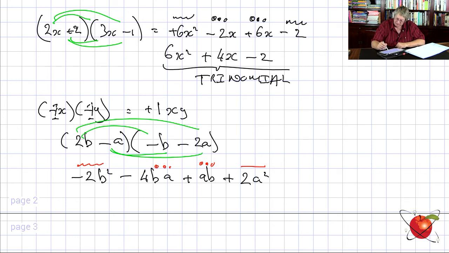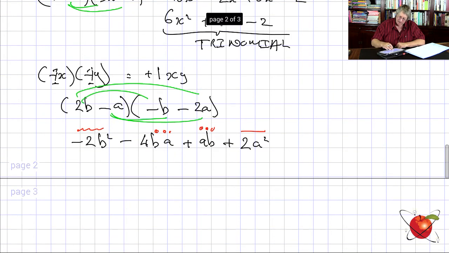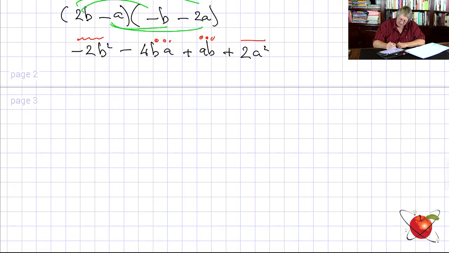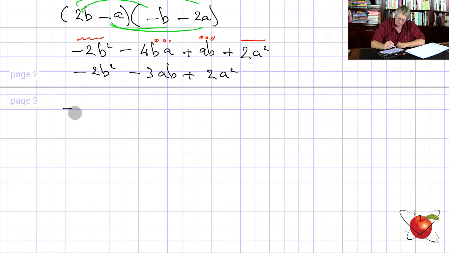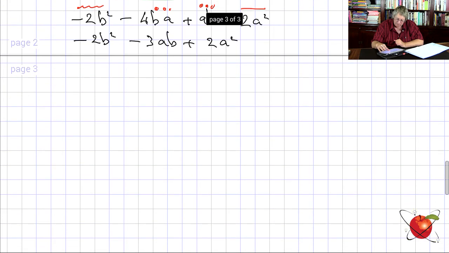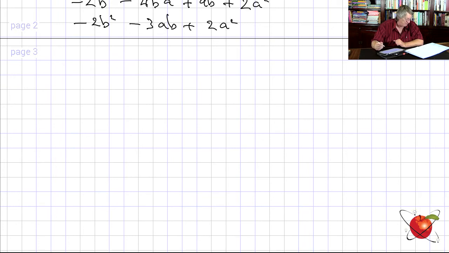Let me just put it back to black. We've grouped our like terms. So what are we going to do? Basically, we're just going to say it's minus 2b squared minus 4ab and plus 1 is minus 3ab plus 2a squared. So you can see if you put in the actual brackets, follow the SNV, sign, number, variable, and group like terms. I'm well aware it can go pear-shaped very often.